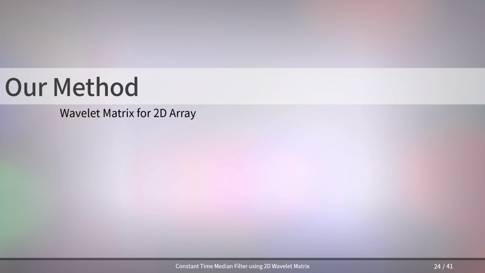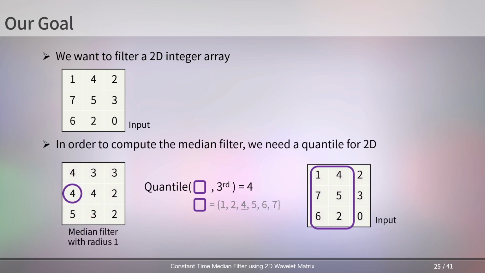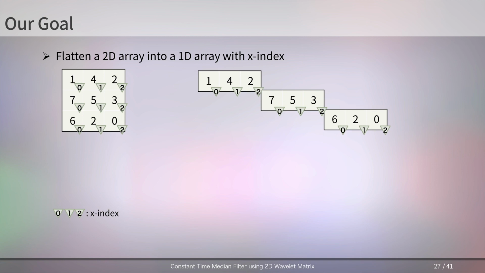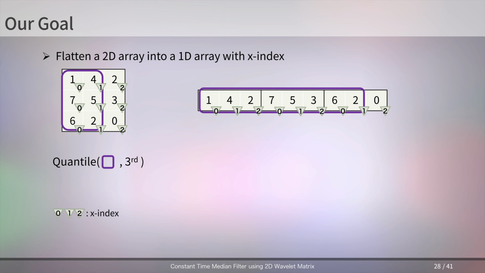Now let's talk about our method. Our goal is to compute an interval query for such a two-dimensional integer array. In other words, we need a 2D quantile function that will allow us to specify a two-dimensional rectangular interval and find the kth value within this rectangle. First, flatten this two-dimensional array with the x index to one dimension. Calculating the 1D quantile with this flattened 1D array is not correct because it includes values that are not needed.